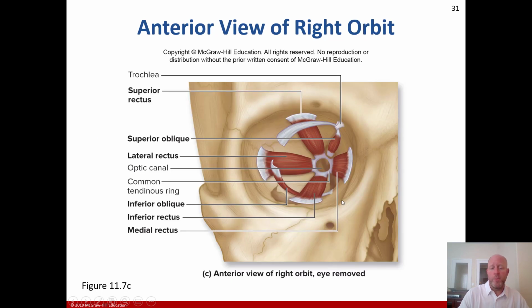The anterior view of that right orbit with the eye removed. Now we can see the trochlea here. You can see the superior rectus, superior oblique, our lateral rectus here, our optic canal, the common tendinous ring. Then we have our inferior oblique, our inferior rectus, and our medial rectus.